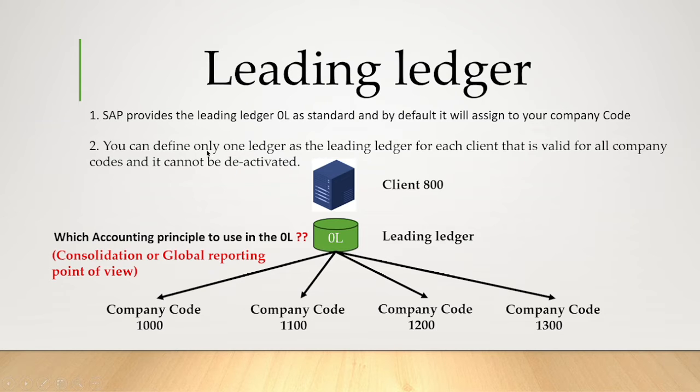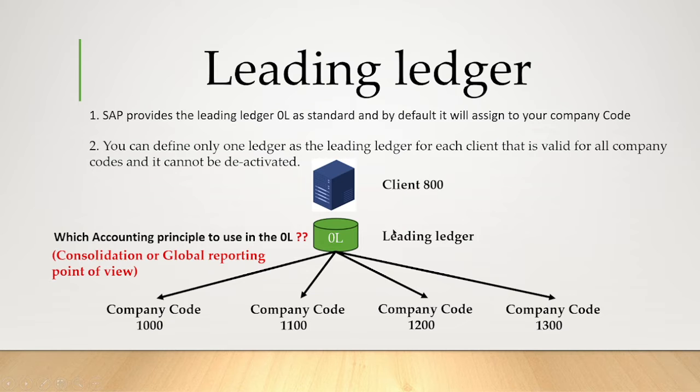Leading ledger you should have only one. Non-leading ledgers you may have multiple, and extension ledgers you may have multiple. But you can have only one leading ledger. If you see this diagram, you can understand. Under client 800, you have one leading ledger, and that leading ledger is applicable to all company codes. Here you have 4 company codes. For all company codes, this leading ledger is available.